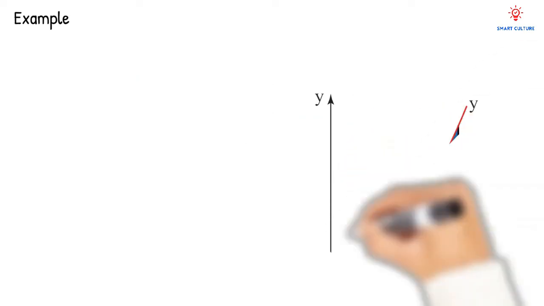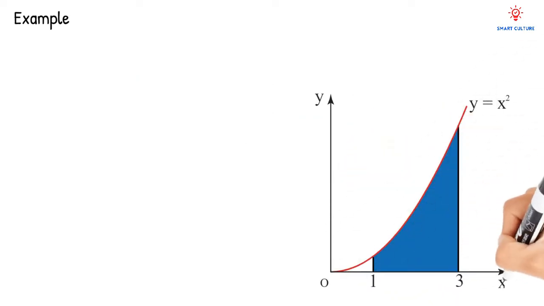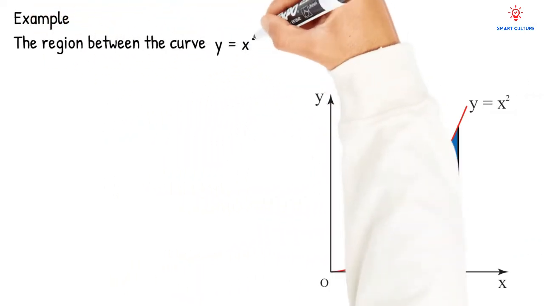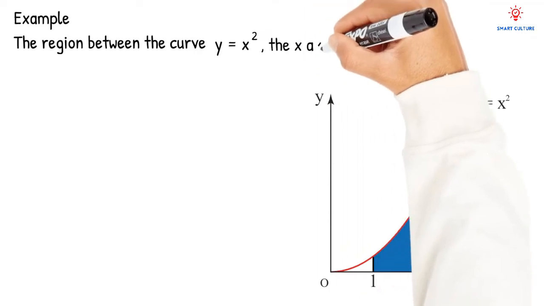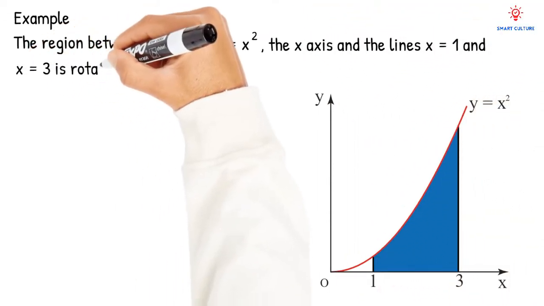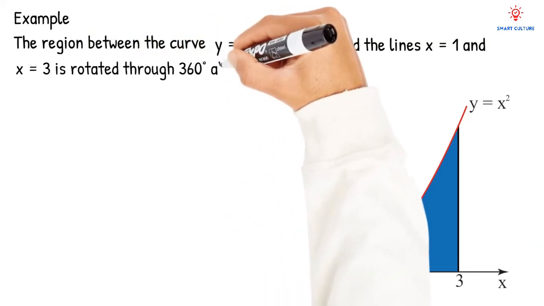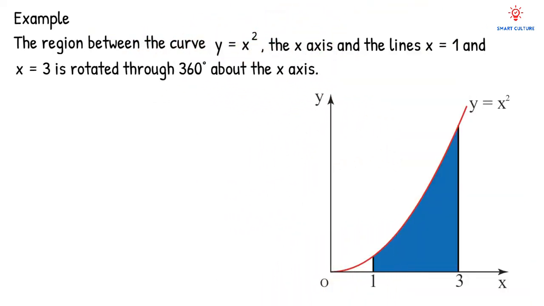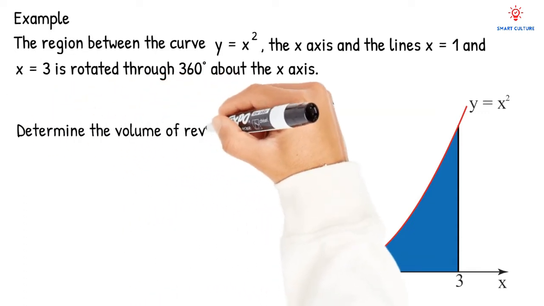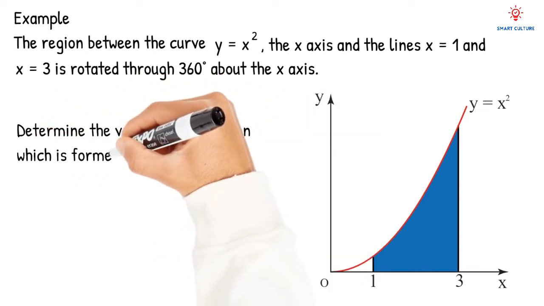Let's take a look at this example question. So first we'll look at the information. The region between the curve y is equal to x squared, the x-axis, and the lines x is equal to 1 and x is equal to 3 is rotated through 360 degrees about the x-axis. Determine the volume of revolution which is formed.